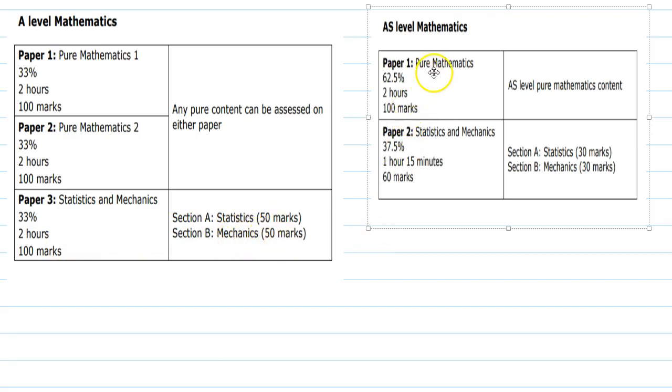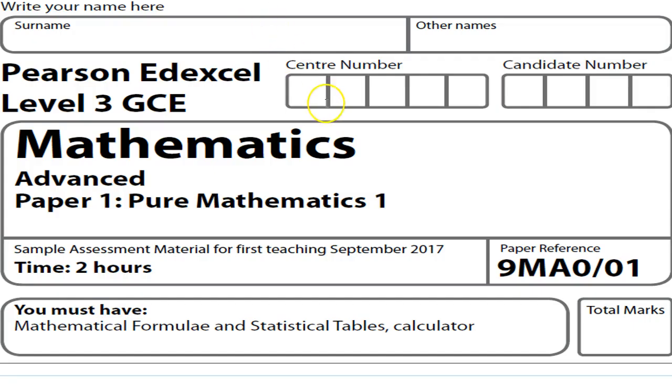For AS, there will be two papers. One is pure mathematics, that is a 2 hour paper, and the second paper will be stats and mechanics, that is a 1 hour 50 minute paper of 60 marks. Yeah, so let's start the questions. So this is our paper, Pure Maths 1, and let's go for the questions now.